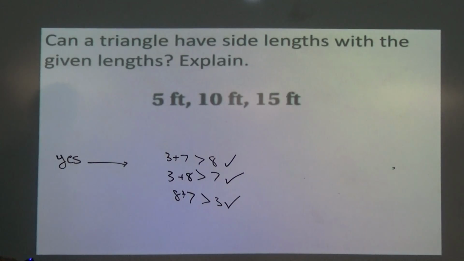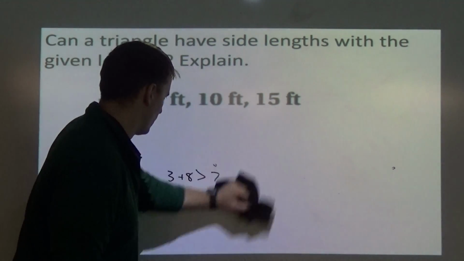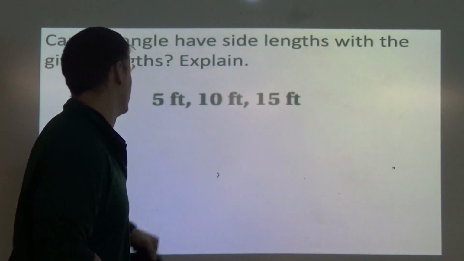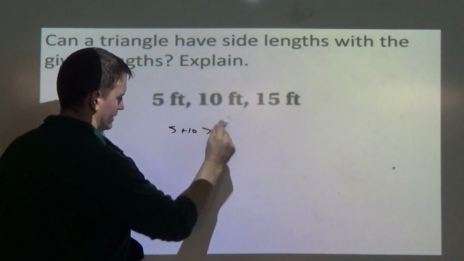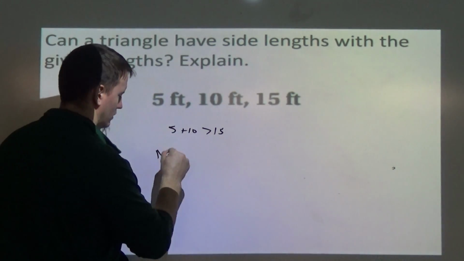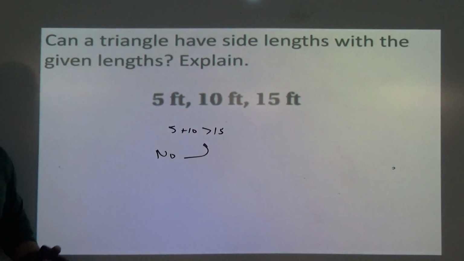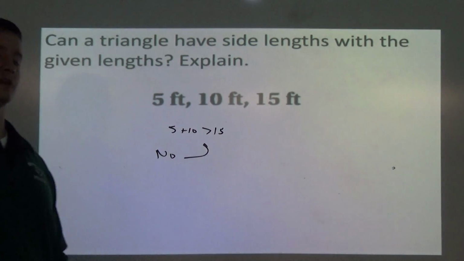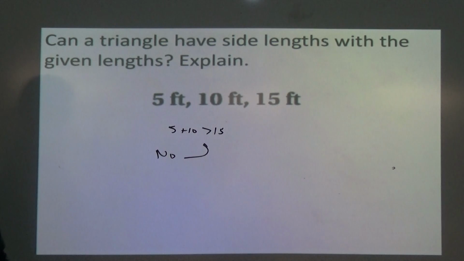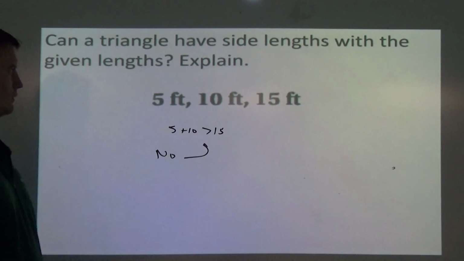Okay? Can a triangle have side lengths with the given lengths? Explain. So, does this work? Well, what's 5 plus 10? Is 5 plus 10 greater than 15? No. Remember I said they can't be equal, it's got to be greater than. So 5 plus 10 is equal to 15, but not greater than. So no.